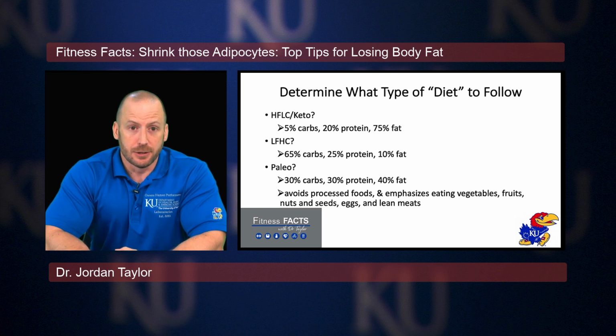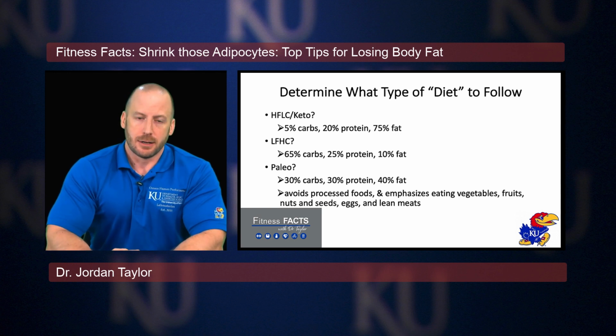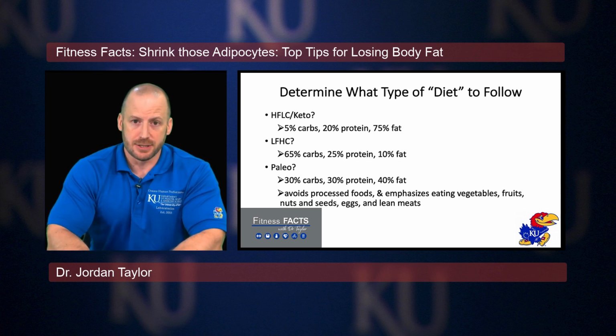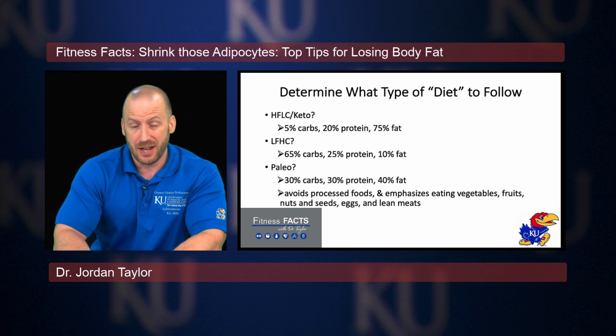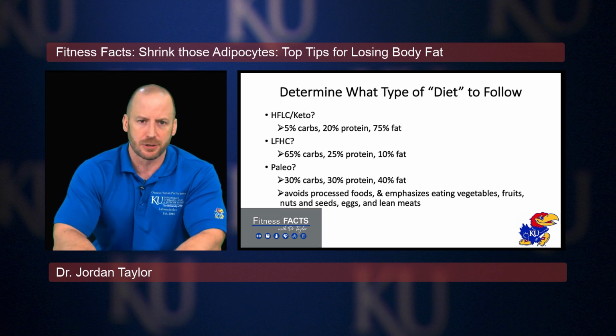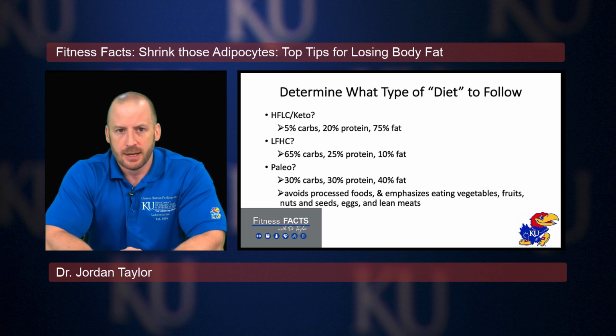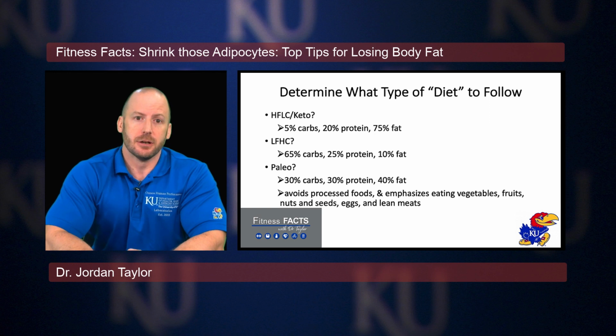There's high fat, low carb, or like a keto diet. If we look at the macronutrient percentages on a high fat, low carb, ketogenic diet, 75% of your total daily calories are coming from fat, so it's very high fat. 20% of the daily calories come from protein, 5% from carbs, so very low carb. I mean, typically people are eating maybe 20, 30 grams of carbs a day on this, very low.